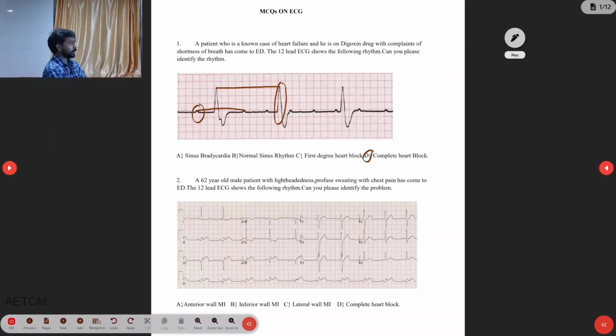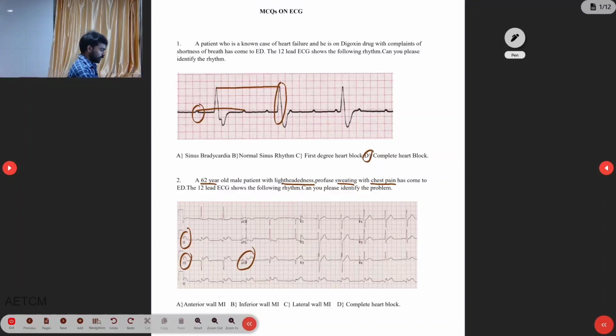So if you see here, a 62-year-old male patient presents with lightheadedness and profuse sweating with chest pain. So chest pain is the main problem for this patient. After connecting the patient to the monitor, it is showing this rhythm. If you see here in lead 2, lead 3 and AVF, you are seeing ST segment elevations. So it is inferior wall MI.